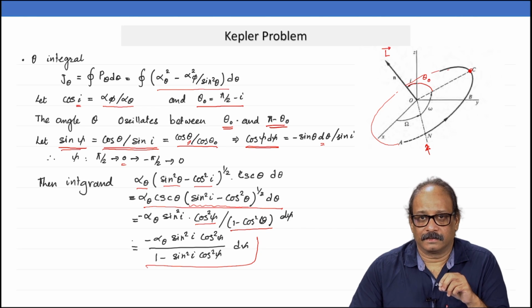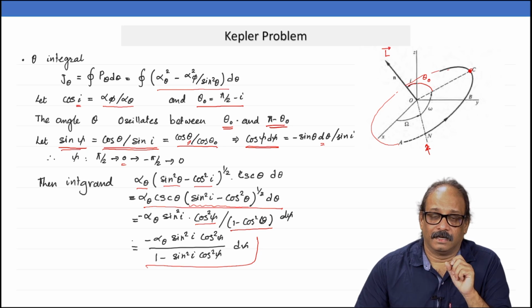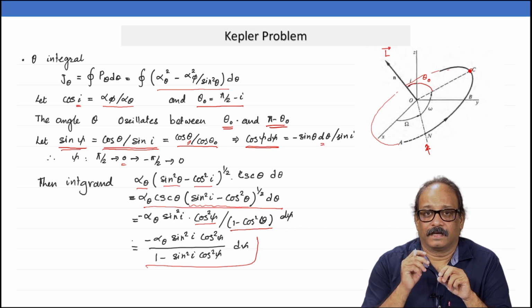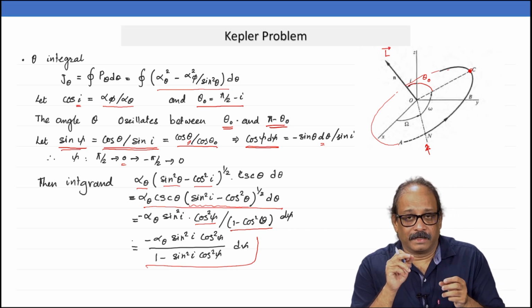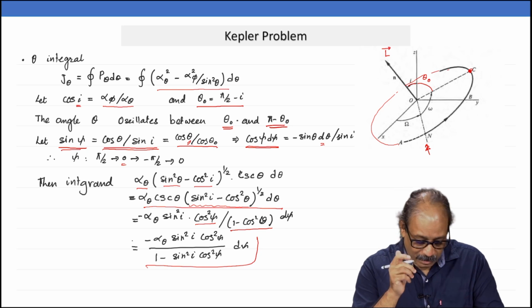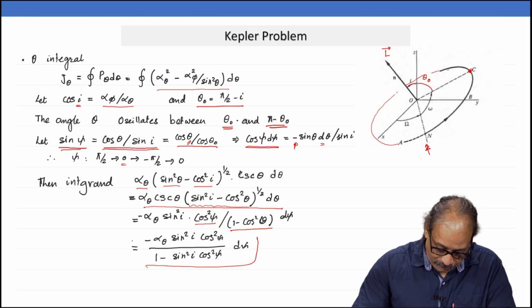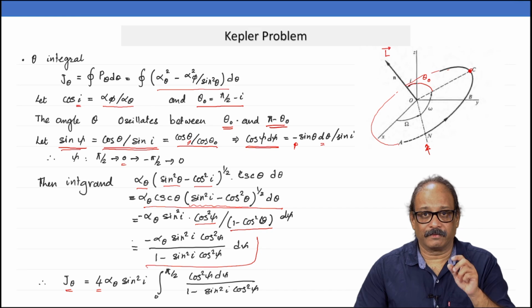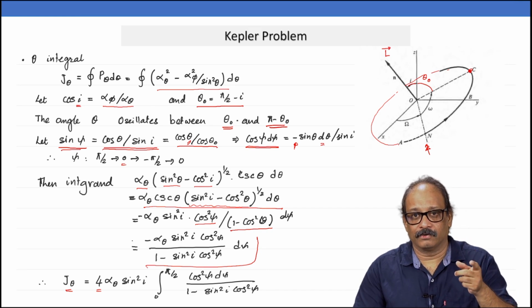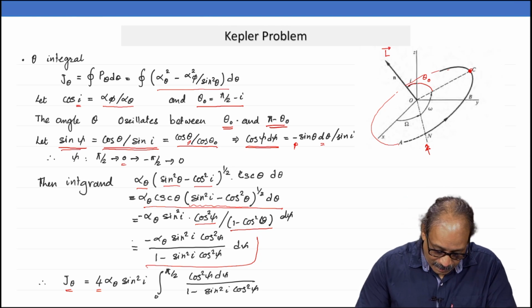and this integrand is integrable. Remember, because the limits of integration now are from 0 to pi by 2. Earlier, we actually wrote it as pi by 2 to 0, but then there is one extra minus sign which allows you to interchange the limits. So, finally, your j theta integral will become 4 times, remember, 4 times because I am integrating only one section, 1/4 of the trajectory, and the integration is from 0 to pi by 2.